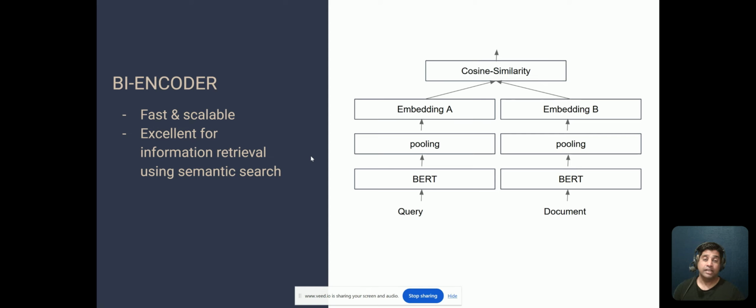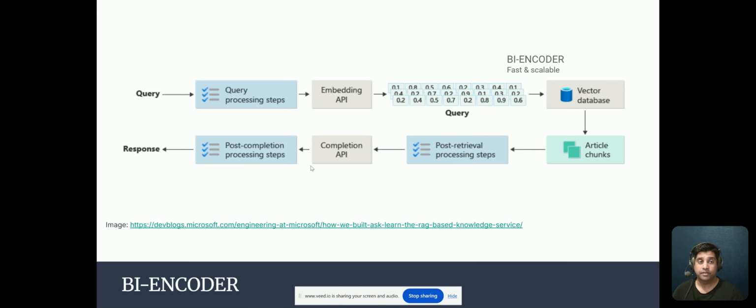Now, given that we now have a better understanding of these cross encoders and bi-encoders, let's try and figure out where we might want to put this in our RAG pipeline, right? So, given that we have a fast and scalable solution and we're having to retrieve information and compare that query with multiple documents, it would make sense for that bi-encoder piece to be where our vector database is.